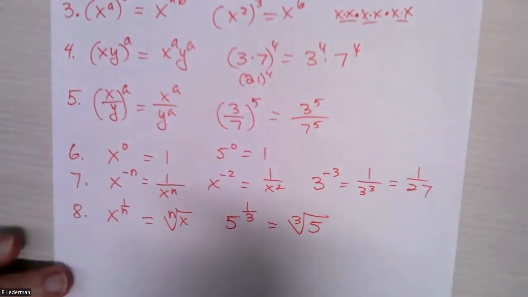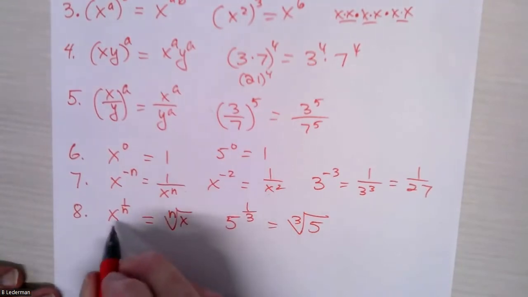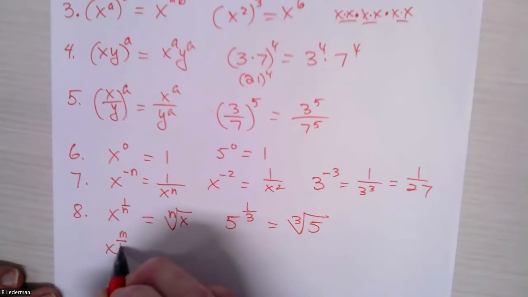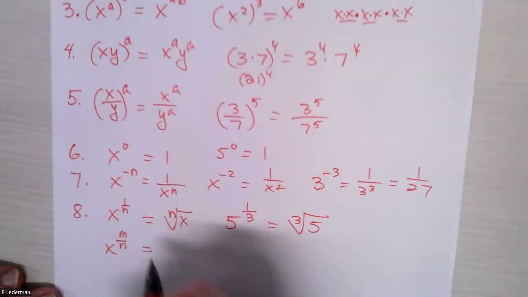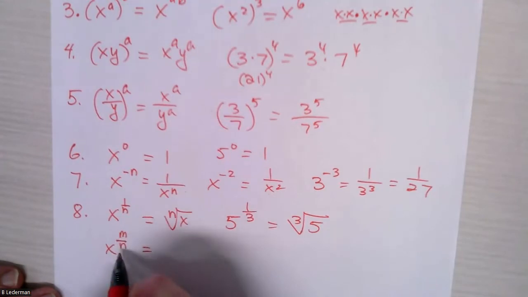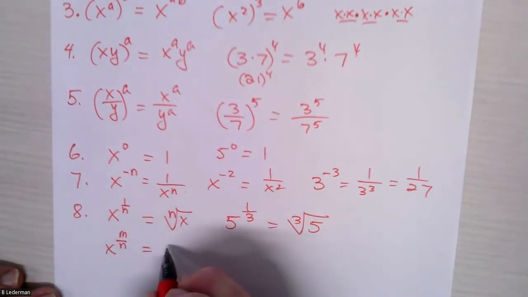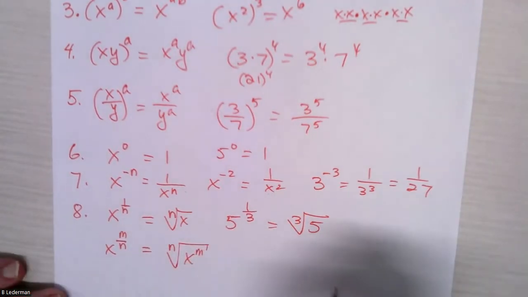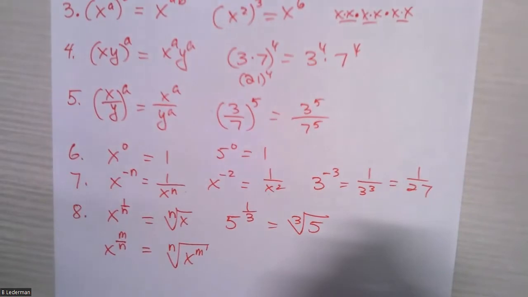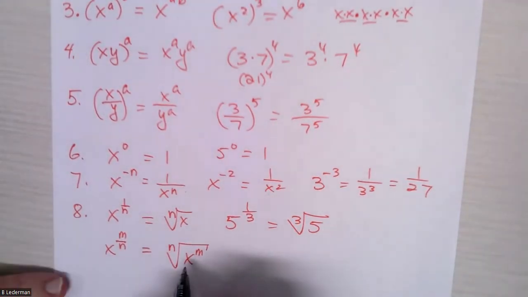Now, what if you have a fraction, m over n? So x is raised to the m over n. In this case, the m is the exponent, the n is the root. So this becomes the nth root of x to the m. And that's all my rules and my definitions.